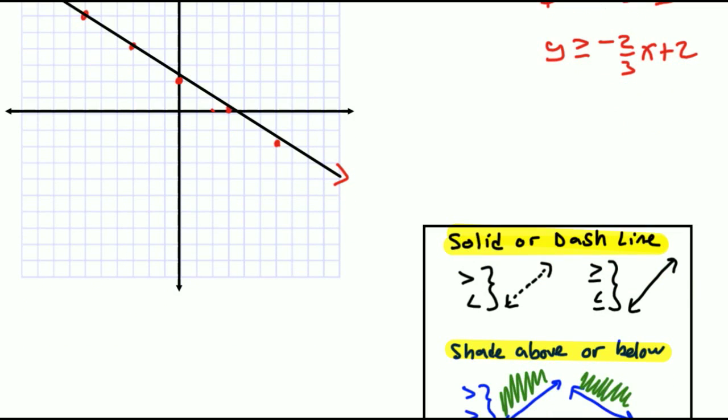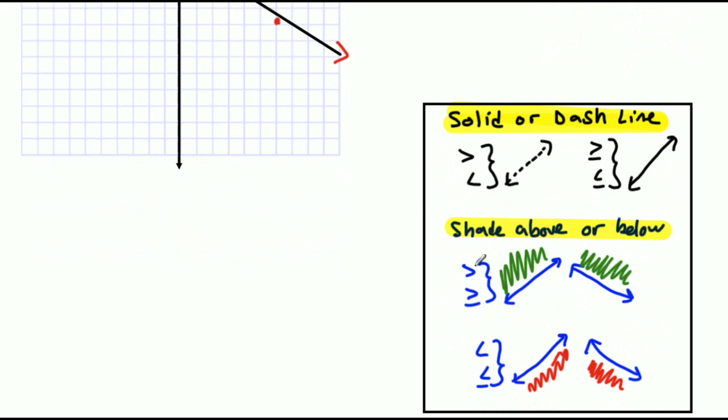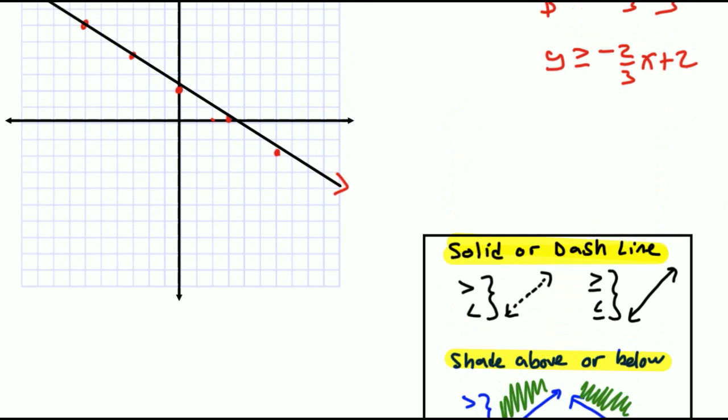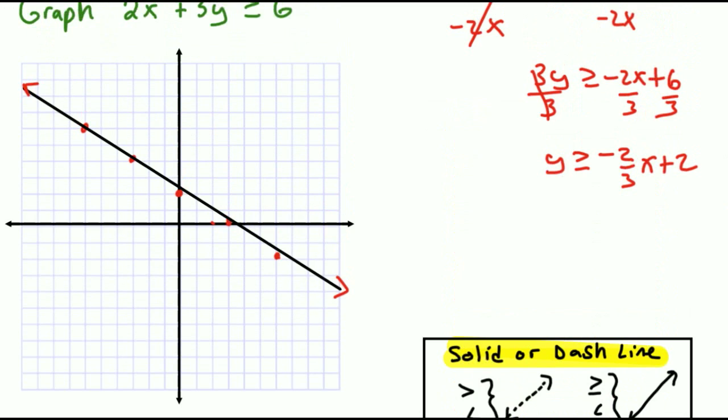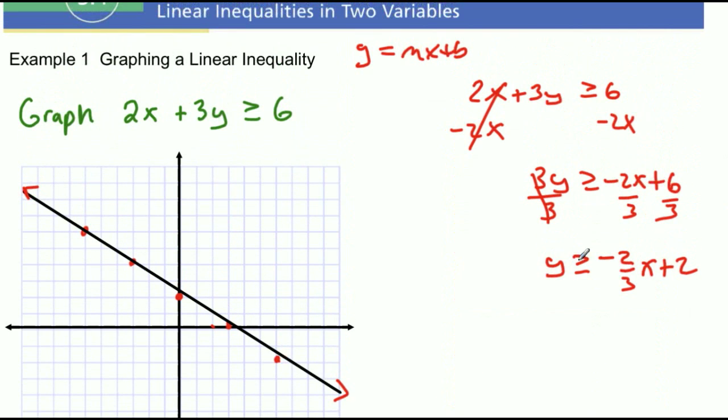So now what about the shading part? That's important now. This is how you know if you're going to shade above or below. If it's greater than, whether it be equal to or not, it doesn't matter, you're going to shade above the line. If you have a positive slope, it's up on top. If you have a negative slope, it's still up on top. If it's less than, then you're going to shade below. So coming back up here, since our inequality is y is greater than, that means that we're going to shade above.